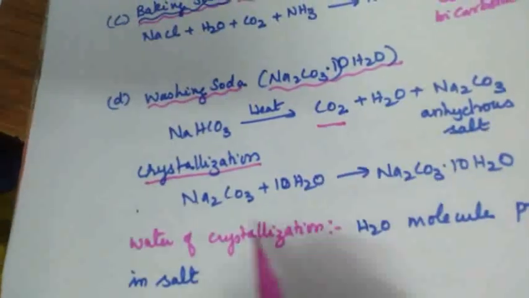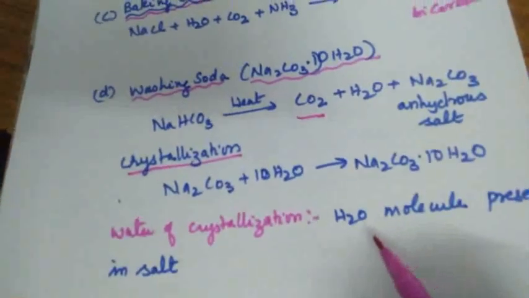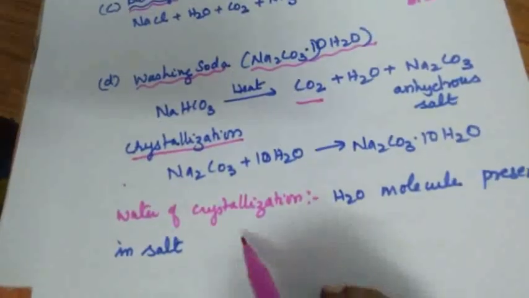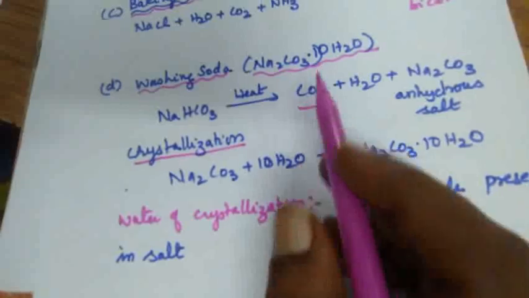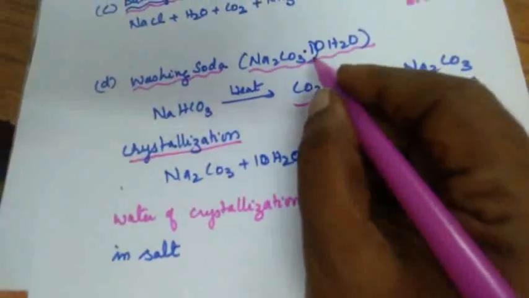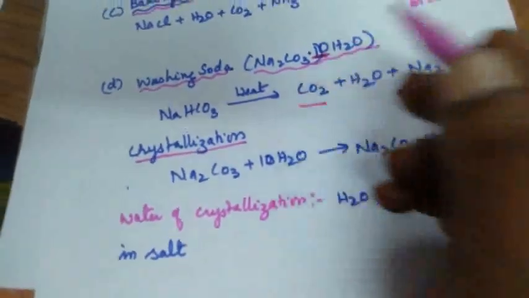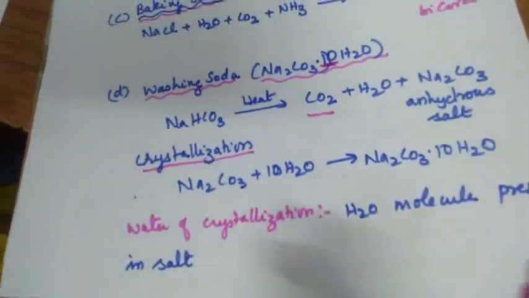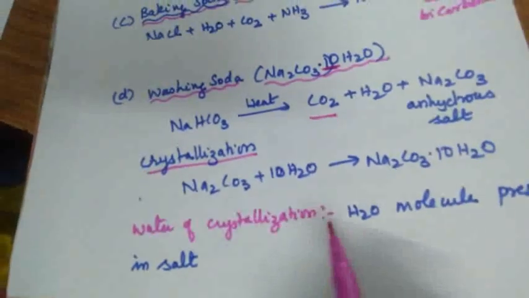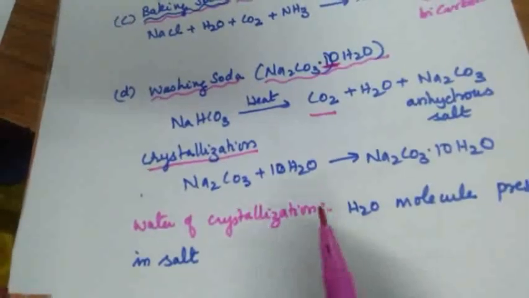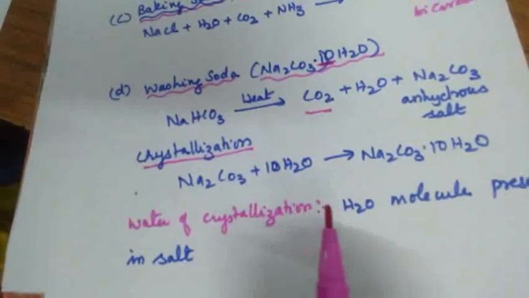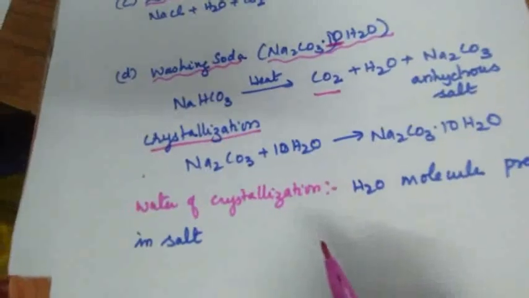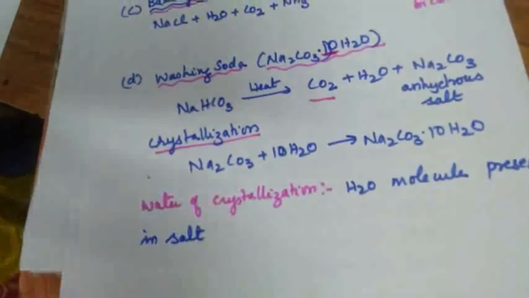What is water of crystallization? The number of water molecules present in the salt is called water of crystallization. So for washing soda, water of crystallization is 10. The number 10 is the water of crystallization. So it is the amount of water utilized for forming the crystals, a crystal-like arrangement. It is not amorphous. It is not a powdery material. It gives you the crystal texture by taking up the water molecules. So that is called water of crystallization.